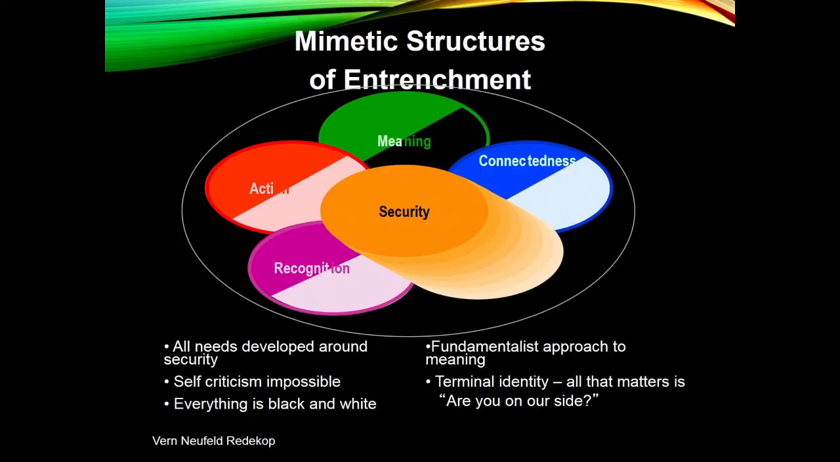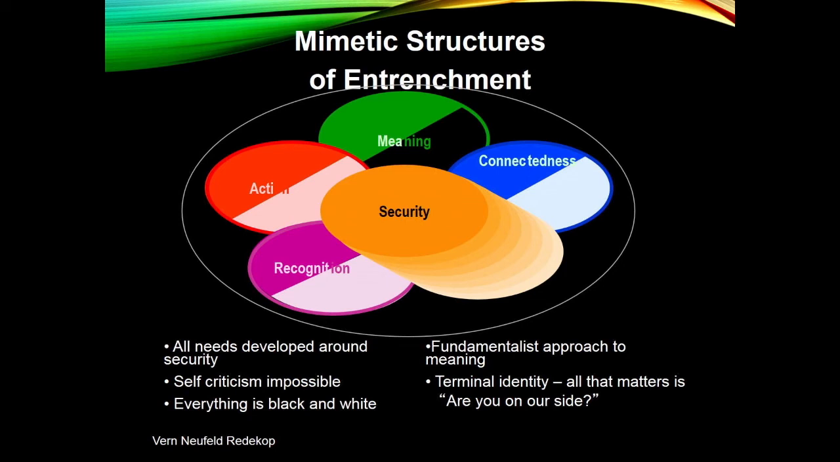Now, when violence starts to enter the situation and we have threats to identity needs operating at all these different levels in a violent system, or if people are really severely threatened, we can have what I call a mimetic structure of entrenchment. A mimetic structure is imitative, and the structure is a pattern that goes on through time. Entrenchment means you get really entrenched in your thought system.